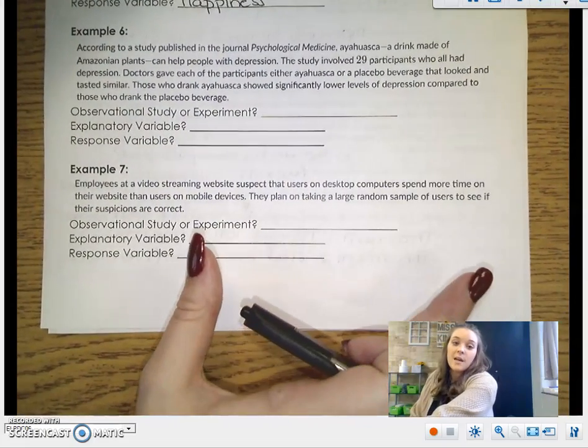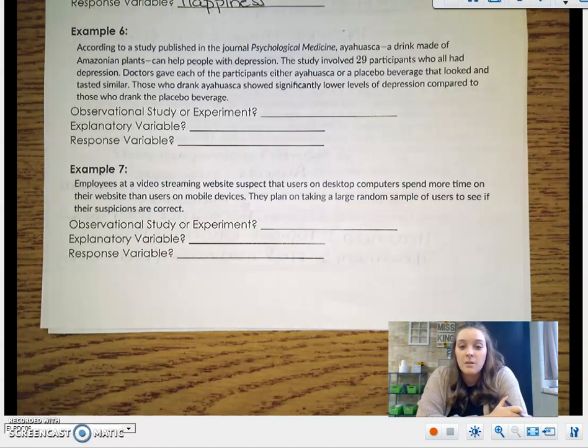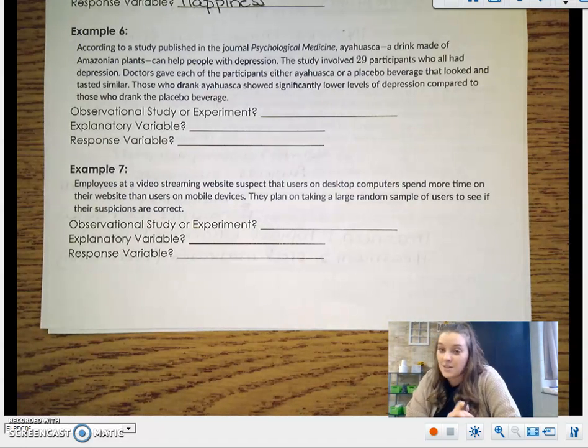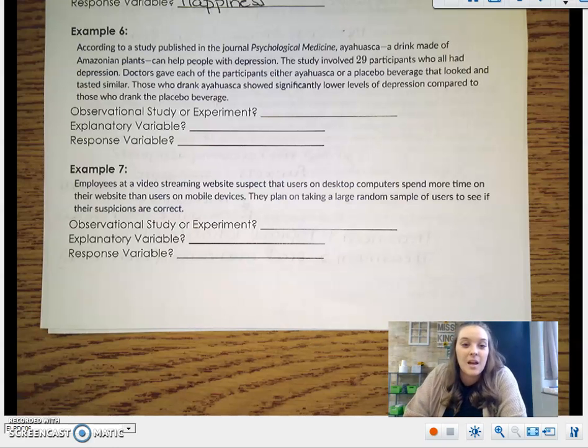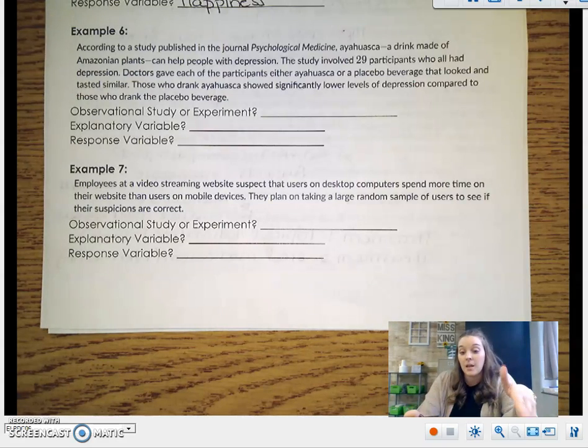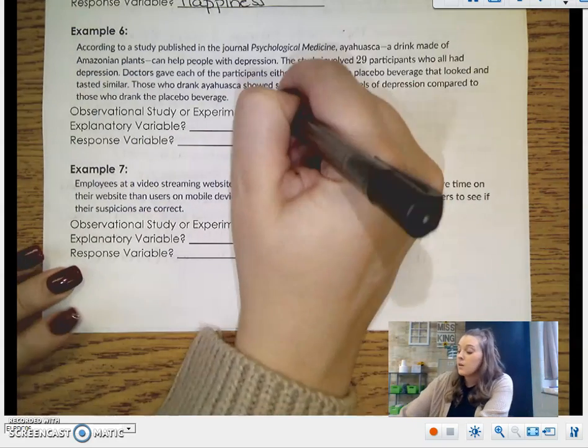All right, example number 6 says that according to a study published in the journal Psychological Medicine, ayahuasca, a drink made of Amazonian plants, can help people with depression. The study involved 29 participants who all had depression. Doctors gave each of the participants either ayahuasca or a placebo beverage that looked and tasted similar. Those who drank ayahuasca showed significantly lower levels of depression compared to those who drank the placebo beverage. So is this an observational study or an experiment? You should be thinking right now, experiment, because the doctors manipulated or gave them some type of treatment. So this is an experiment.